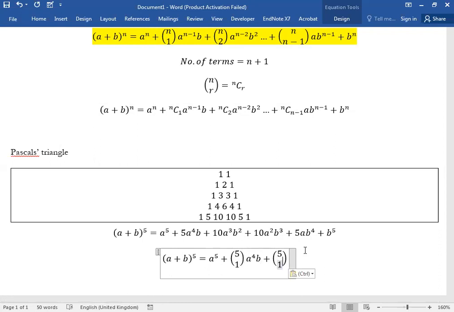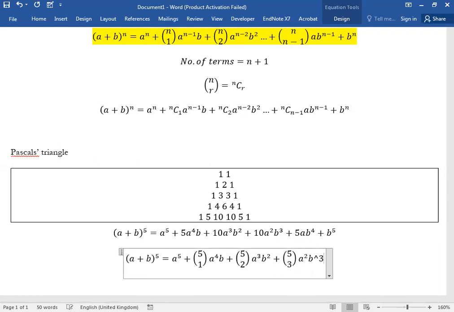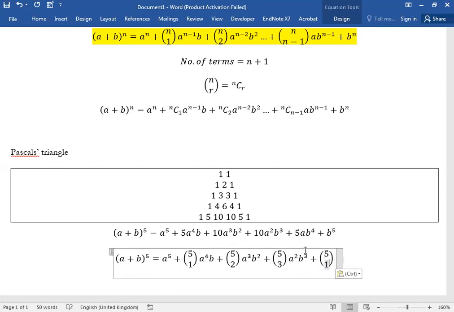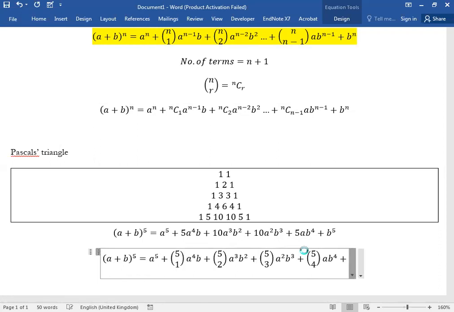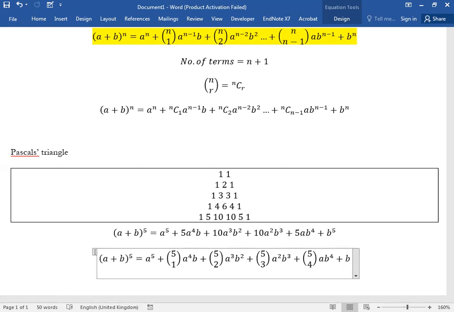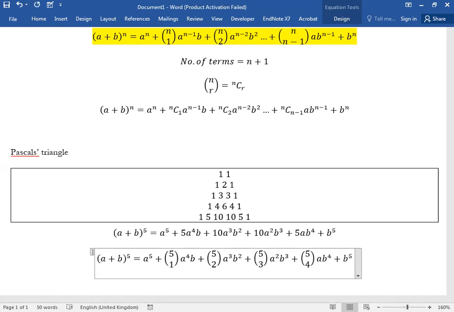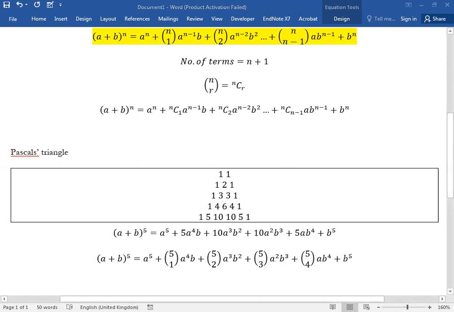Then what do I get? 5C2. a becomes cubed, b is squared. Then I get 5C3, a squared and b cubed. And then I get 5C4, a b to the power 4, and then it's 5C5, but I know that the coefficient will be 1. I'm not even writing it down. I just know b to the power 5. Is this clear? And now how do we do that? Understand this thing, 5C1.